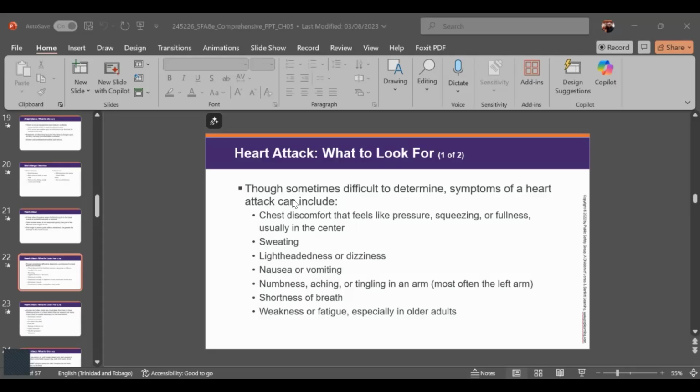The most common ones are tightness in the chest, difficulty breathing, and numbness or tingling in the arm. It may go down the left arm or it may go to the back or the jaw.